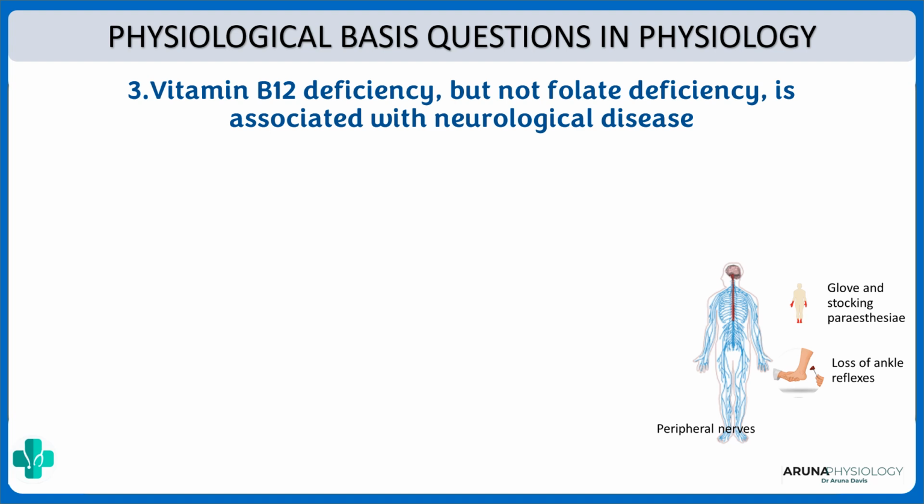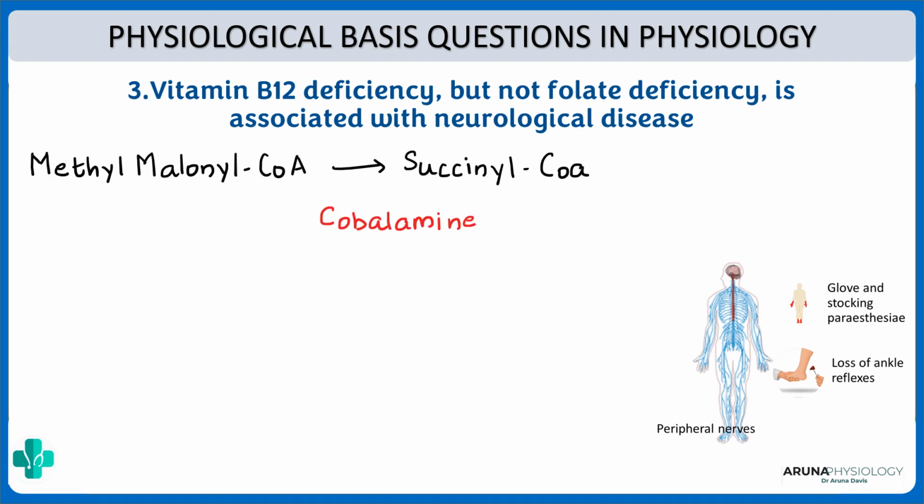Now, vitamin B12, not folate deficiency, is associated with neurological diseases. See, we know that both vitamin B12 as well as folic acid deficiency produce megaloblastic anemia. But the difference between the two is that it is only vitamin B12 that is associated with neurological disease. Why? That is because vitamin B12 has an important role to play in the conversion of methylmalonyl-CoA to succinyl-CoA. So cobalamin is vitamin B12. It converts methylmalonyl-CoA to succinyl-CoA.